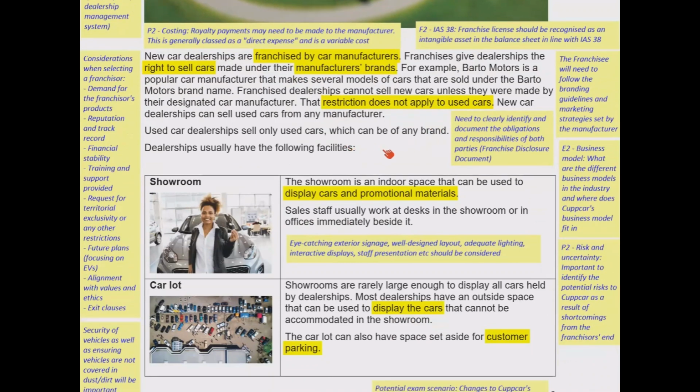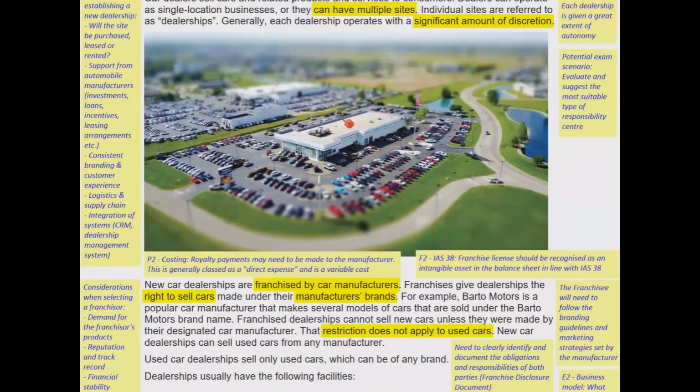So important to make sure you're clear about that. So if Cuppcar were going to open up, we're going to set up a new agreement with a new car manufacturer, then they'd have to consider a new actual dealership, a 215th dealership, to be able to brand up in line with the new car manufacturer with whom they have an agreement.